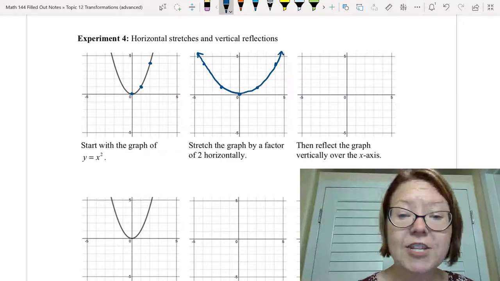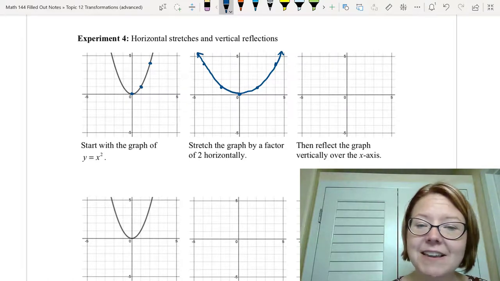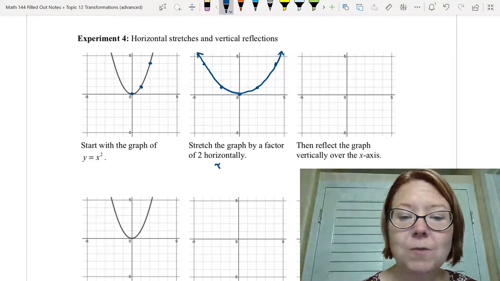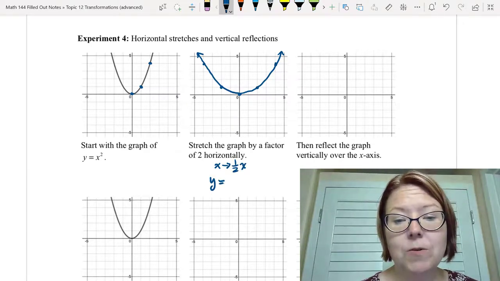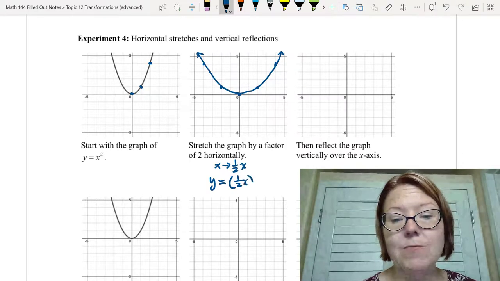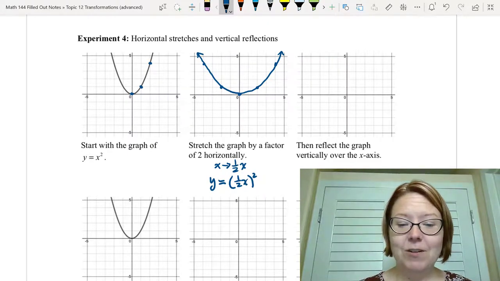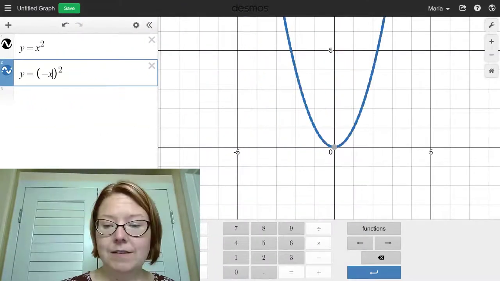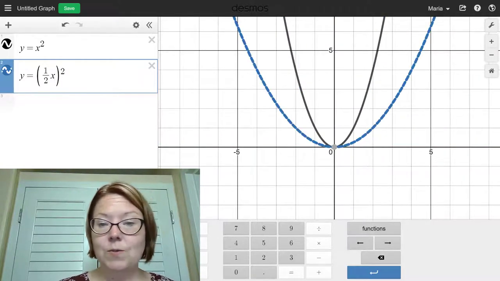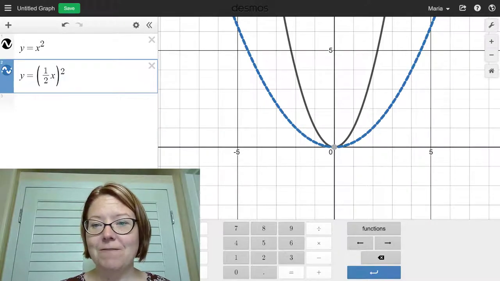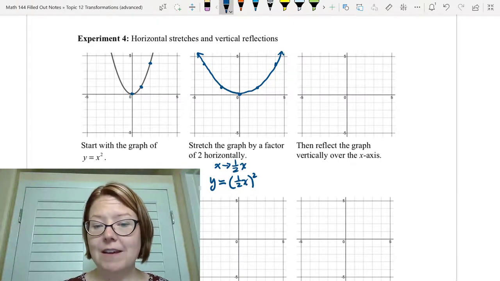And what would be the equation for that? Well, remember that these happen a little bit counterintuitively. So instead of replacing x with 2x, we actually replace x with 1/2 x, the reciprocal. And so this would be y equals (1/2 x) squared. And if you want to double check that, we certainly can. We can run over to Desmos really quick and make sure that this is in fact what we think it is. So we'll do 1 divided by 2, x squared, and that does give us the horizontal stretch by a factor of 2.